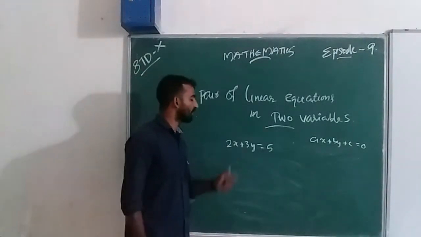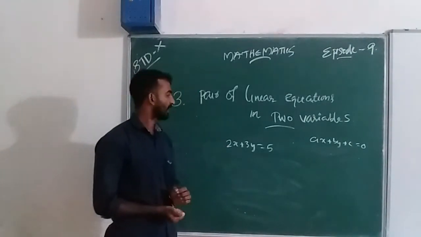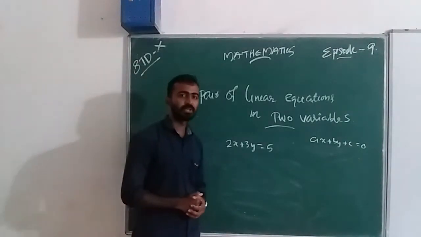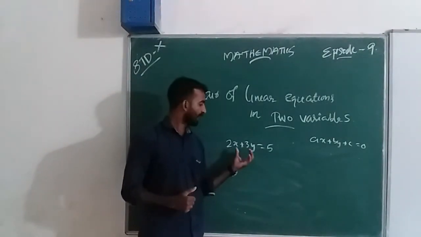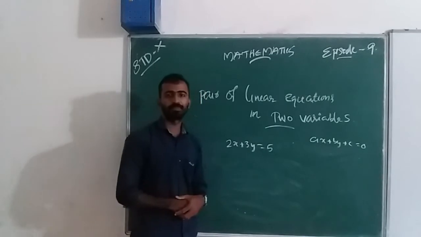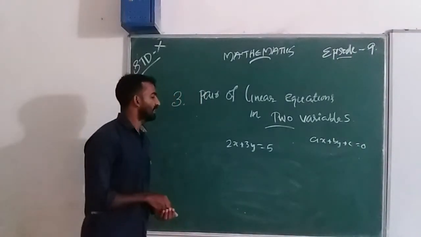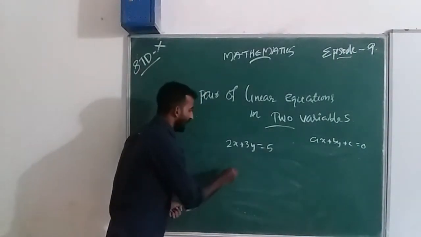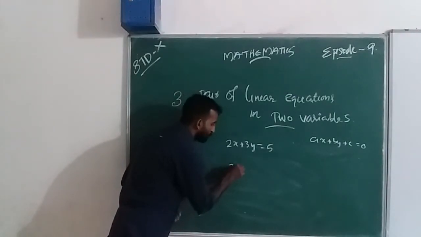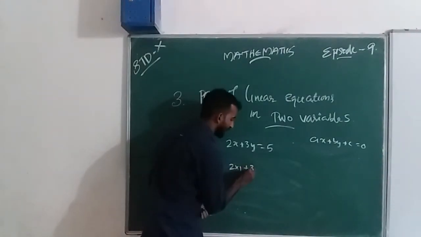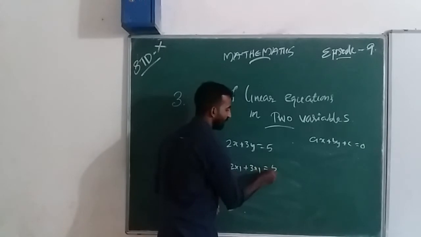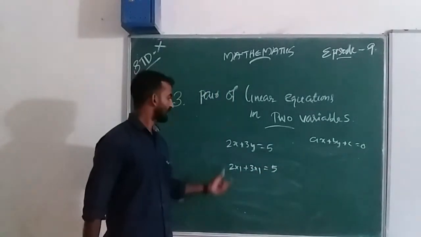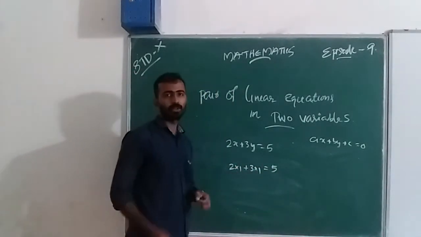Here, what are the values of x and y? Can you think? Can you answer? When we take x and y as 1, 2 into 1 plus 3 into 1, we get what? 5. That is, the left side and the right side are equal. Easy.